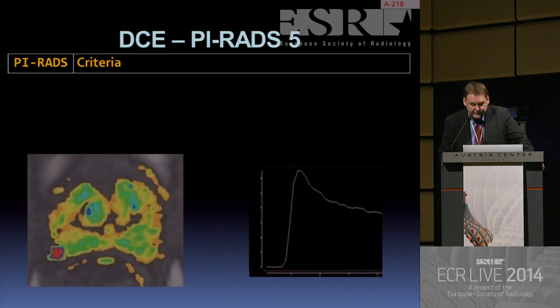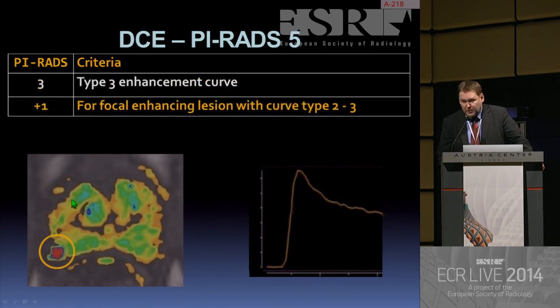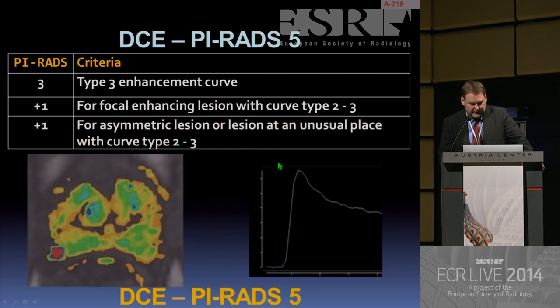And PI-RADS 5, it's this small lesion, it's curve number 3, it's focal. I can identify it on the images in a DCE as a focal lesion, and, of course, an asymmetric lesion in an unusual place. Normally if you have adenomatous tissue, you can have these curves in the transitional zone, but in the peripheral zone they are definitely not common. This is pathologic. That's why it's type 3 curve plus 2 additional points, it's PI-RADS 5.